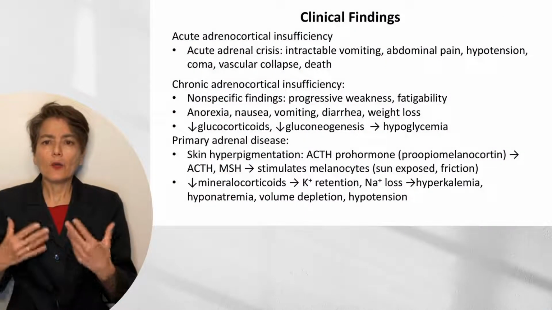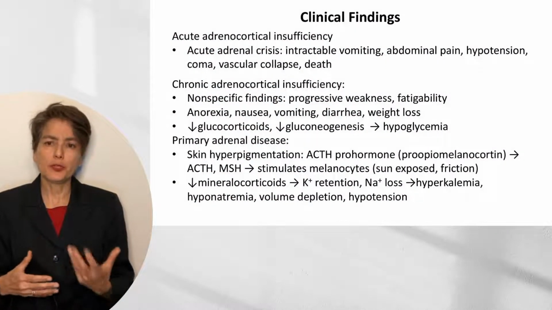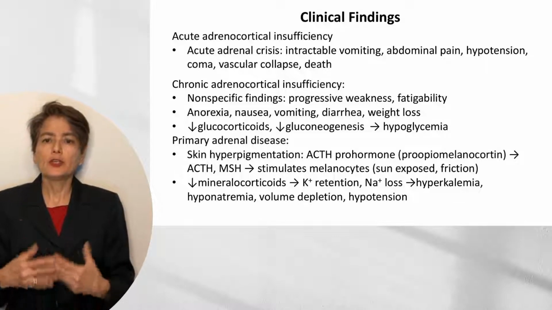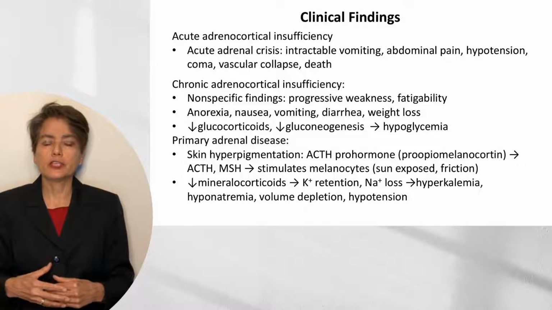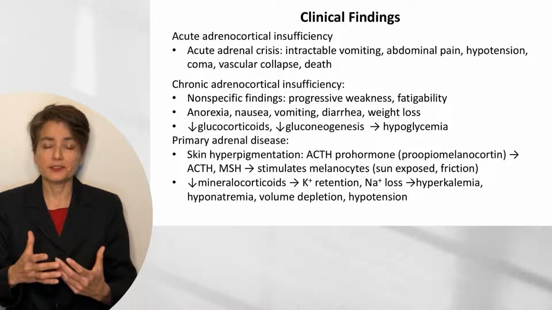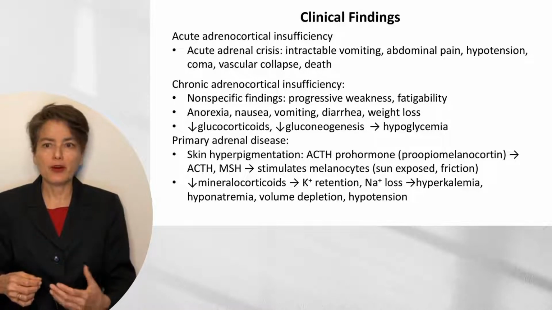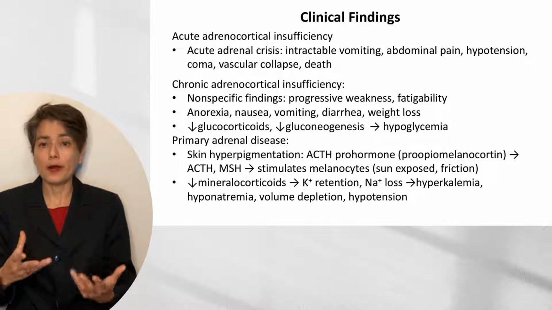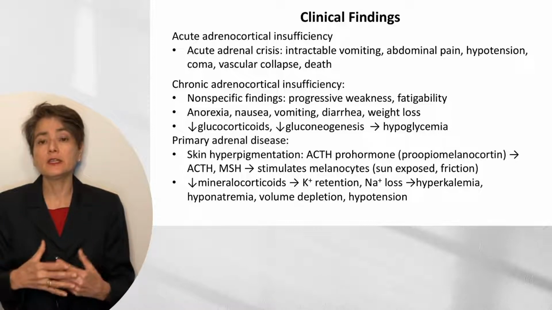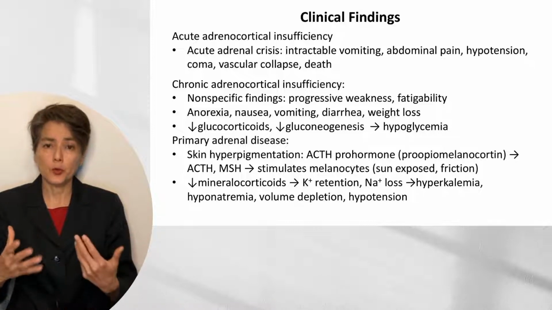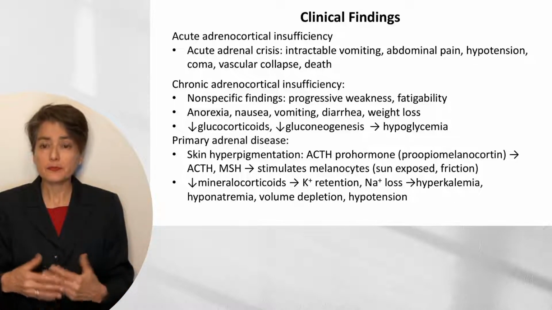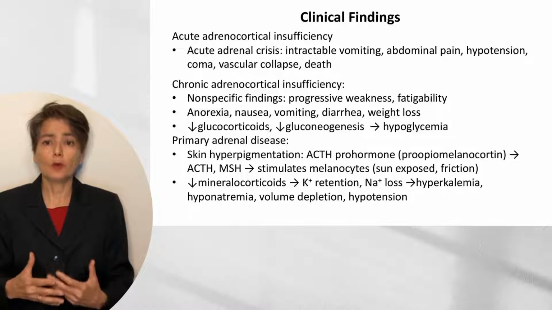So what are the clinical findings in patients with acute and chronic adrenocortical insufficiency? In acute adrenocortical insufficiency, we call this acute adrenal crisis. Patients can present with intractable vomiting, abdominal pain, hypotension, coma, vascular collapse, and death. So you need to be aware and have a high index of suspicion if you have a patient who is a setup for this, for example, with sepsis, and they need to get the appropriate hormone support.